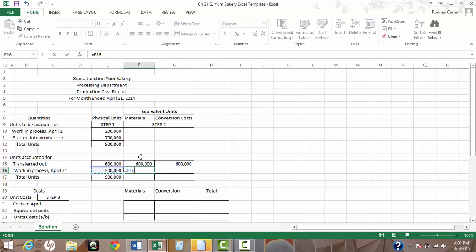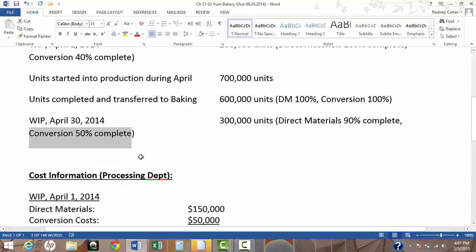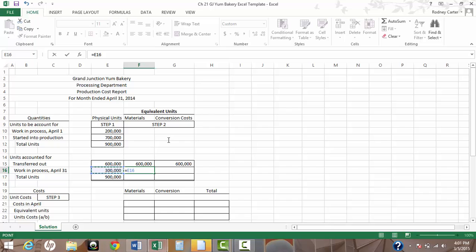The work in process is a different story. I'm going to need to come back and remember that for direct materials, I'm 90% complete. I'm going to take 300,000 times 90. And for the conversion side, I'm going to take 300,000 times 50%. So I'll come back here, 300,000 times 0.50. Excuse me, I made a mistake there. 300,000 times 0.90 because we're talking about materials, and 300,000 times 50% for our conversion costs.